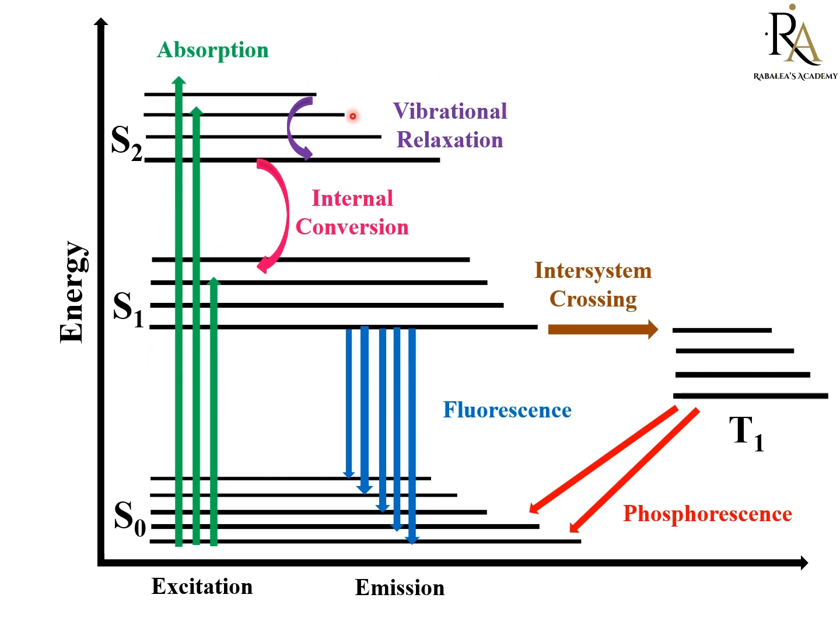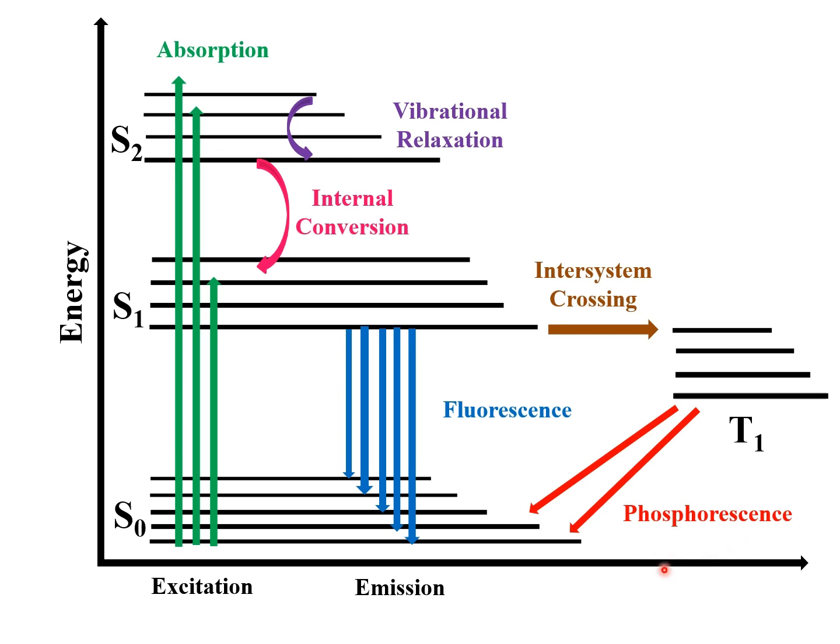Upon de-excitation, they may go through vibrational relaxation and internal conversion. Then they have two options. Either they directly go from S1 to S0 by releasing radiation in the form of fluorescence, or they go from S1 to T1 through intersystem crossing and then from T1 to S0 by releasing radiation in the form of phosphorescence.